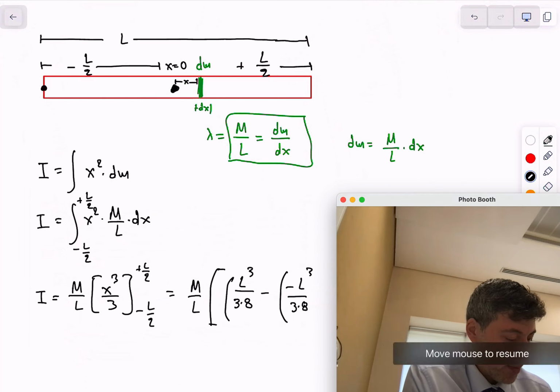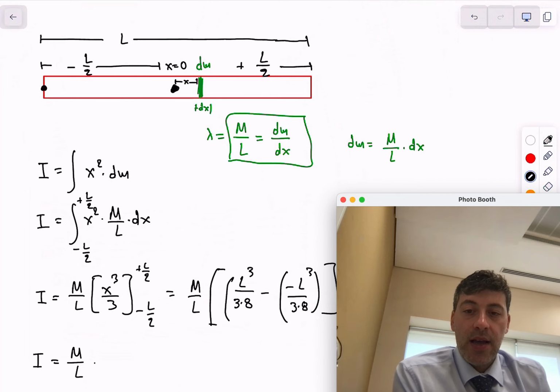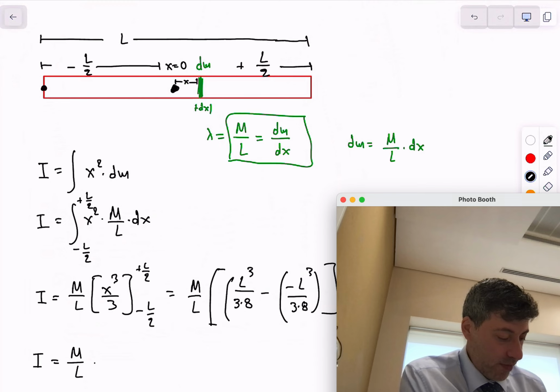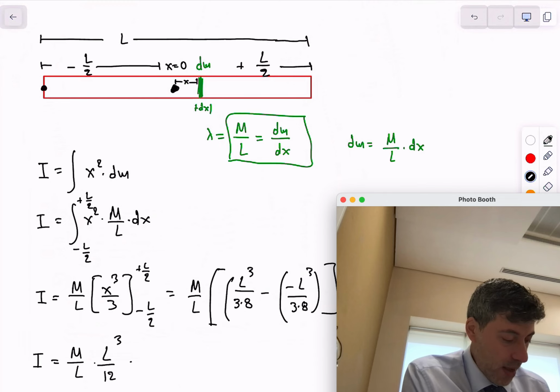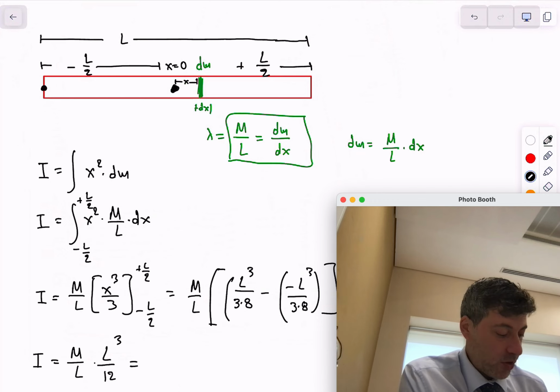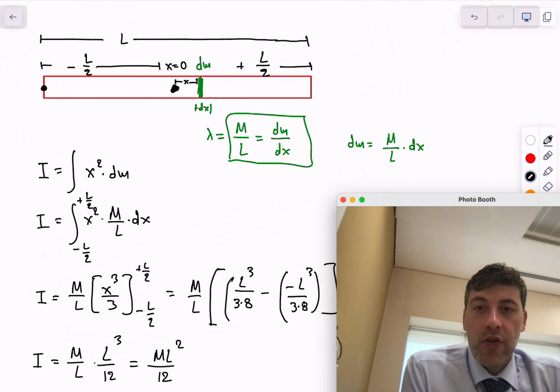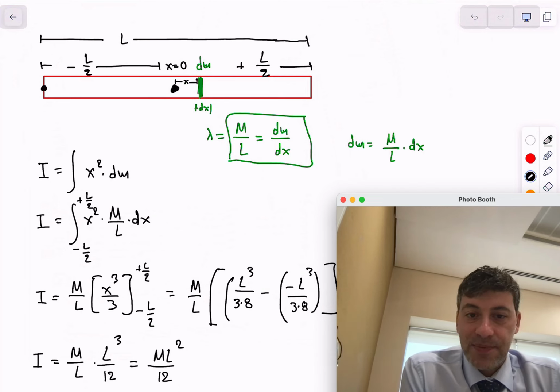And from this we get m over L times L to the power of 3 over 24 plus L to the power of 3 over 24, which is L to the power of 3 over 12. And if we cancel one L from the top and one L from the denominator, we get mL squared over 12, which is the value for the moment of inertia through its center of mass.